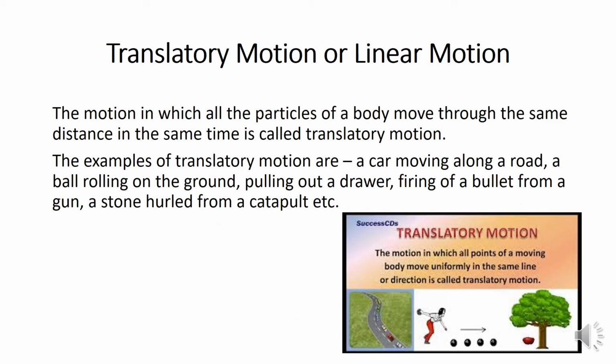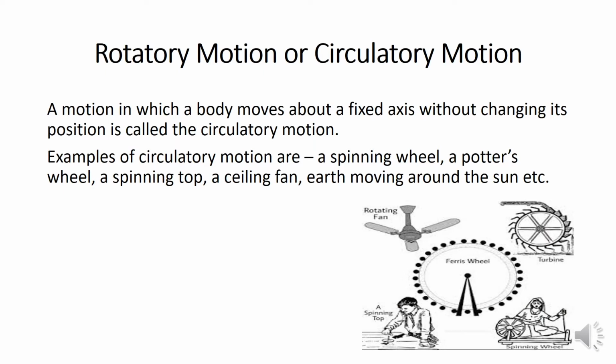Translatory motion or linear motion: when the particles of an object move the same distance in the same time, it is called translatory motion. In other words, motion in a straight line. For example, the motion of an aeroplane, a car, or a train moving along a road or the railway tracks. A ball rolling on the ground, a bullet fired from a gun, a stone hurled from a catapult. They are all motion in a straight line, and we call this movement translatory motion or linear motion.